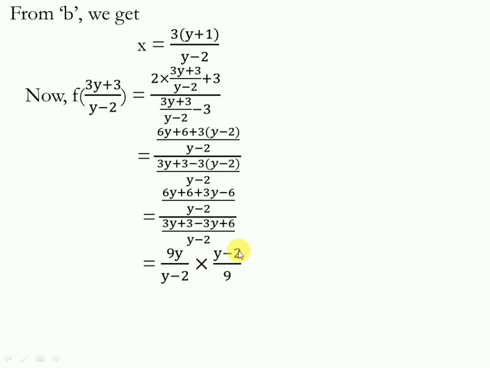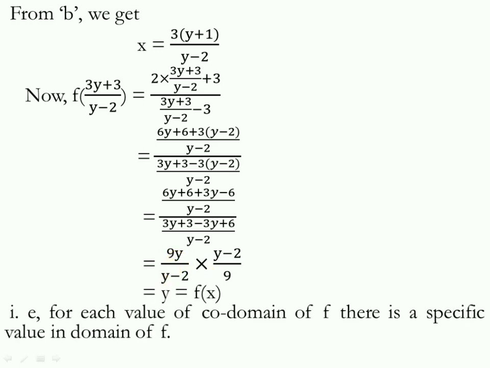Now look, y minus 2 cancel each other, and 9 cancel each other. So what remains? Only y. So if only y remains, that is f of x. We found by putting the inverse value of x, we found f(x). That is, for each value of codomain of f, there is a specific value in domain of f. That means no codomain is left without relation with domain. So that is the thing of onto function. So we can say f is an onto function. So it is shown that f is 1-1 and onto function.